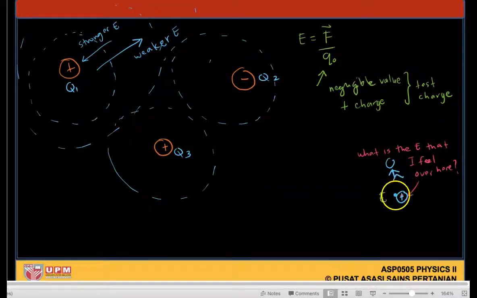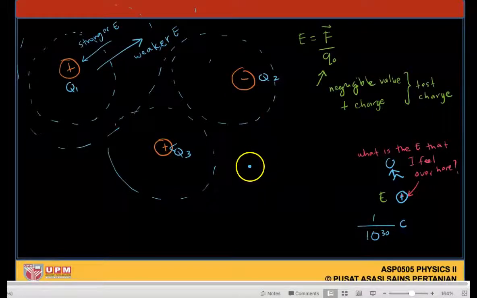Is this charge going to interact with Q2, Q3, Q1? And the answer is, let's find out. If I wanted to know what is the force between Q3 and the test charge, which is super small, let's say the value is 1 times 10 to the minus 30 coulomb. So it's super small, right?